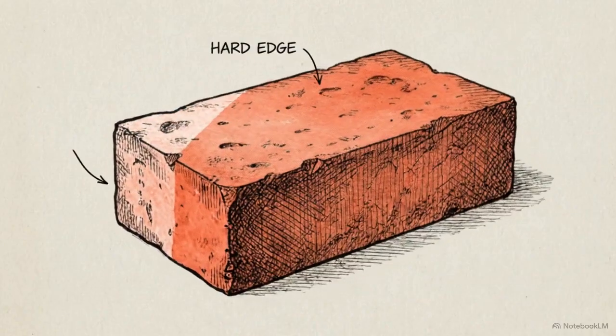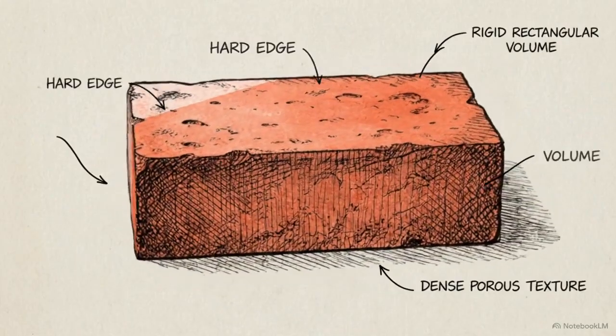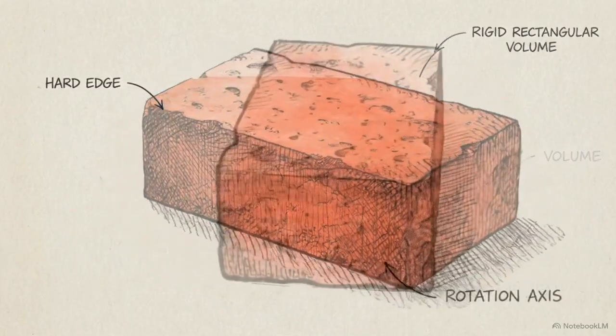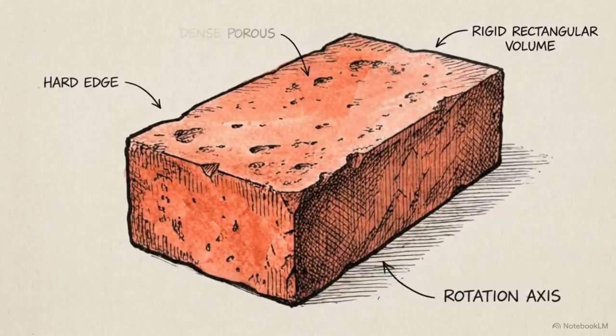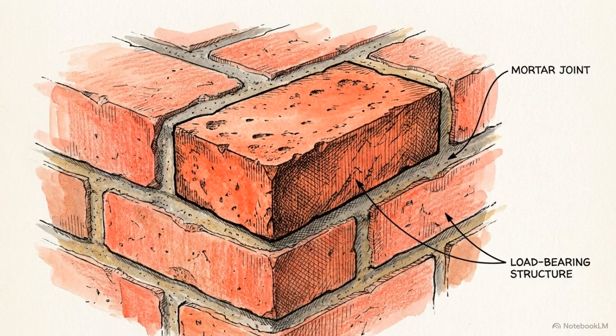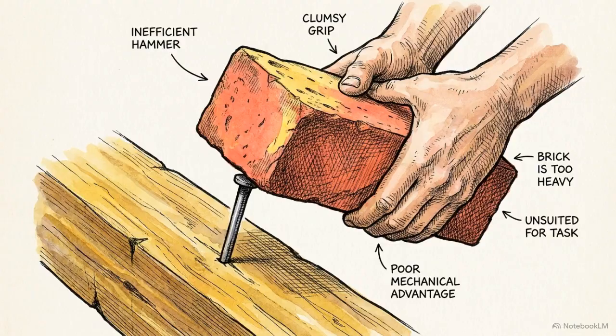Take a look at this physical brick. Its inherent physical characteristics, its density, dimensions, and material define what it is. Because of that specific form, it functions as a structural unit in a wall. However, those exact same inherent characteristics make it a poor tool for pounding in a nail.